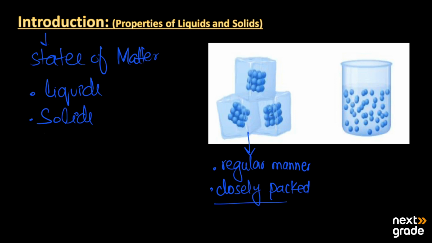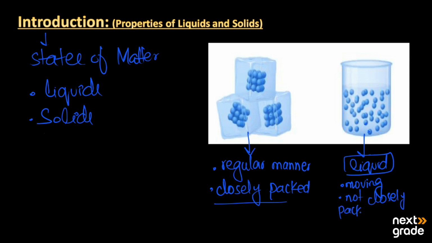But on the other hand, when we look at liquids, the particles are moving. They are not closely packed, and there is some distance between these molecules. So this is the second and third form of the states of matter. Let's look at the properties one by one.